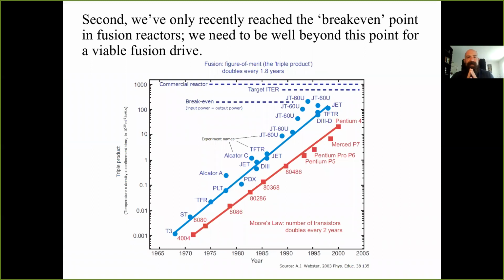But the other problem is that fusion turns out to be a lot trickier than we thought at first. So the old joke goes that fusion has been 20 years away for the last 50 years. And it's only recently that we've actually reached the point where we can get at least as much energy out of a fusion reaction as we put into it. And that's sort of the bare minimum for fusion to be a workable energy generation technology. But if you want to use it for a fusion drive, you have to do a lot better than simply the break-even point.